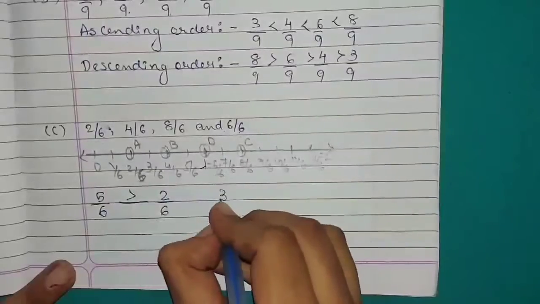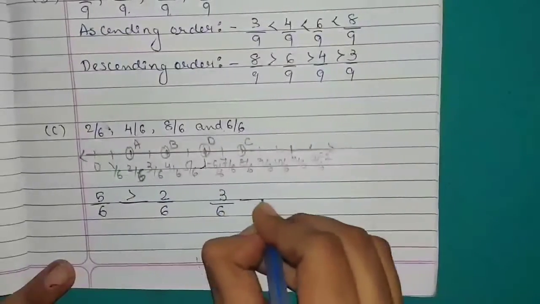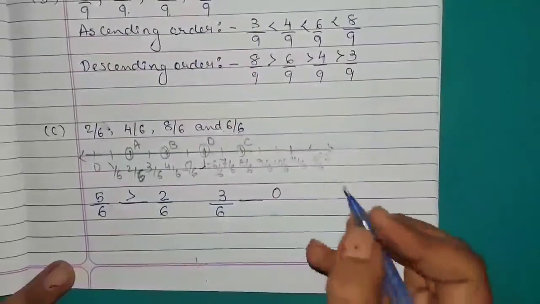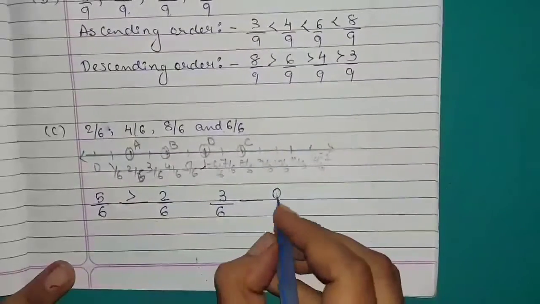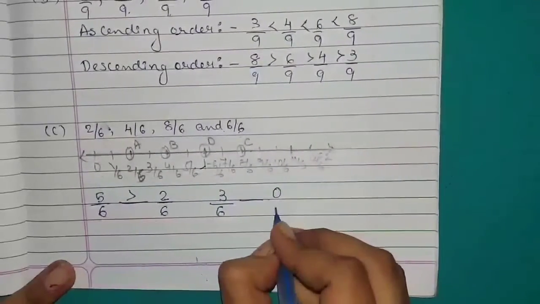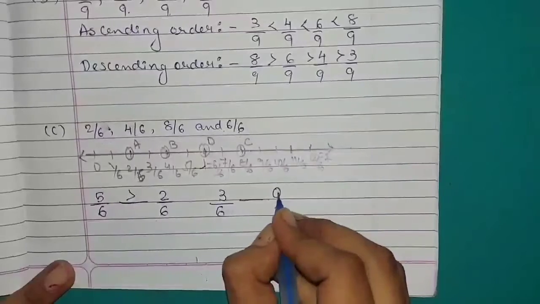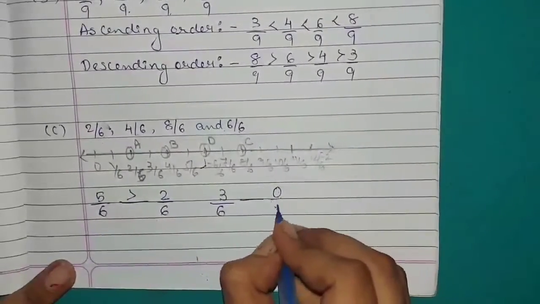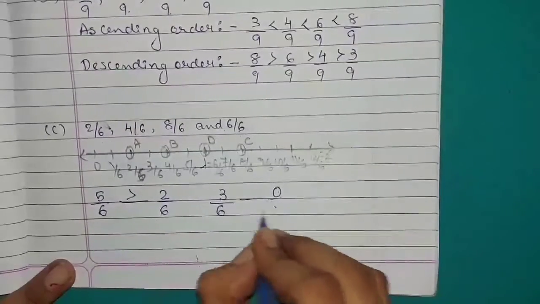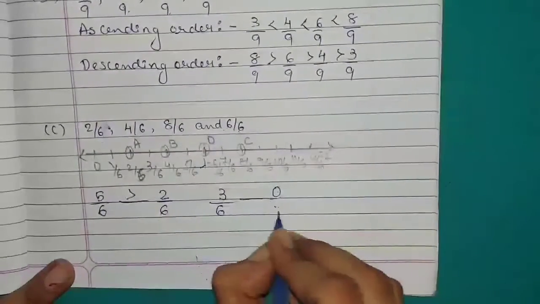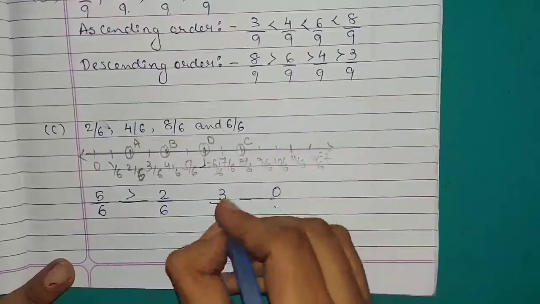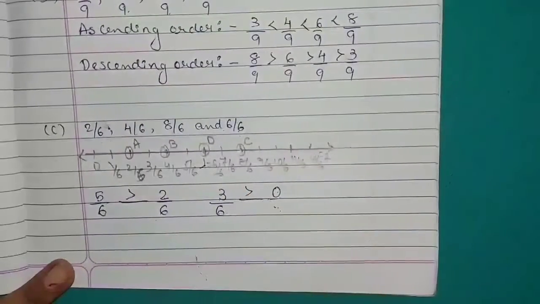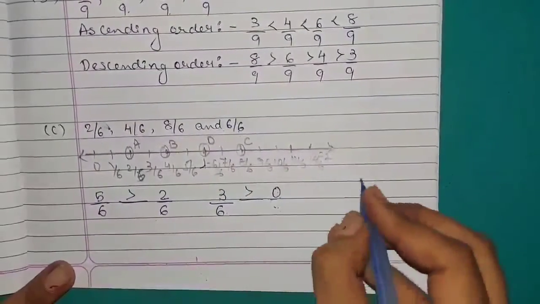Second one is 3 upon 6 dash 0. Now students, here also you can see that 0 upon 6 if we do, then answer is 0. So here in denominator it is 6 only. If we do 0 upon 6, answer is 0. So here also denominators are same, 6 and 6. So 3 is greater than 0, so answer is greater than.